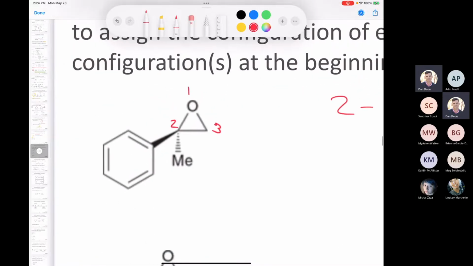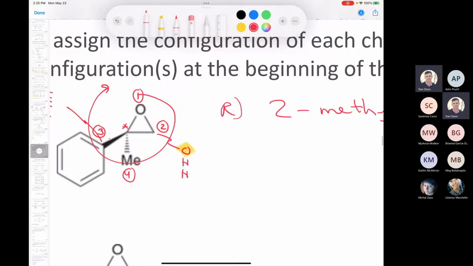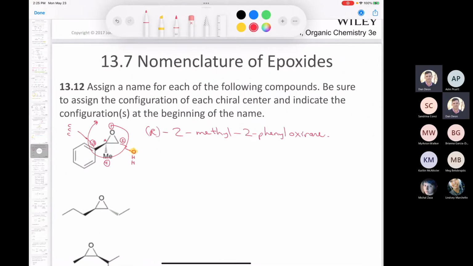So let's zoom in here and see if we can figure this thing out. This is our stereogenic center right here. So this is going to be our highest priority group, the oxygen. The methyl would be our lowest priority group. Then if you look at this carbon, it's attached to carbon, carbon, carbon. And this carbon is attached to an oxygen, a hydrogen, and a hydrogen. And thus this would be our tiebreaker. So we go from 1 to 2 to 3. So we're going clockwise, and thus the stereochemistry here is R. So we have an R 2-methyl 2-phenyl oxirane. The good news is that the stereochemistry isn't going to change when we try to name it as an epoxide.